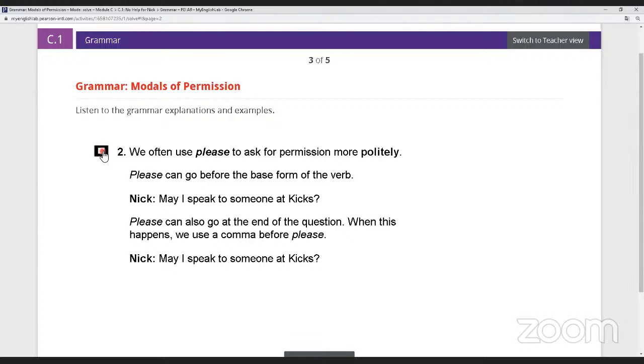We often use please to ask for permission more politely. Please can go before the base form of the verb. May I please speak to someone at Kicks? Please can also go at the end of the question. When this happens, we use a comma before please. May I speak to someone at Kicks, please?